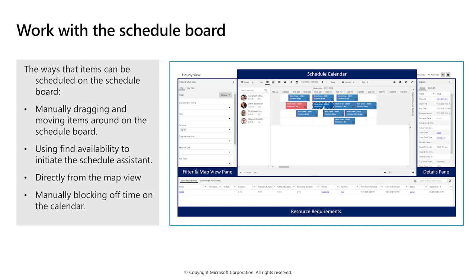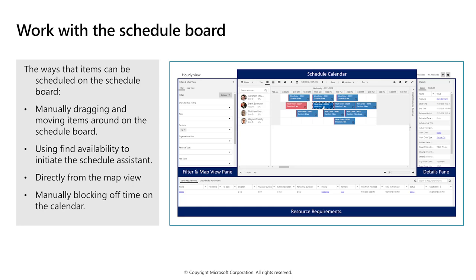It's possible to drag and drop appointments around on the calendars for the resources, and it fits in if it's available. If it's not available, it will tell you if it overlaps. You will be able to easily see it visually. We have the find availability option, which launches the schedule assistant to suggest the best time to book something in.